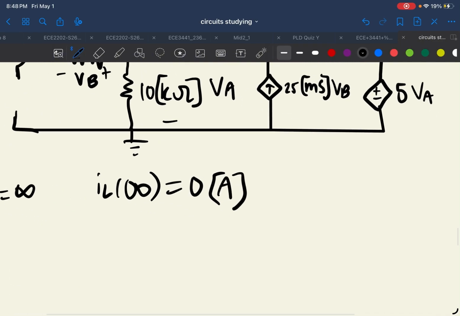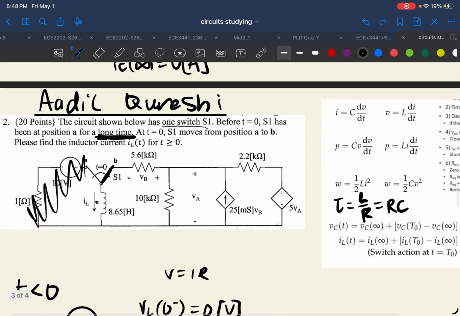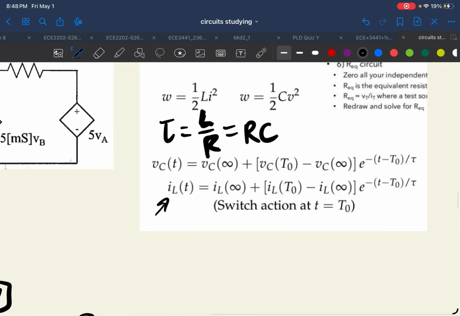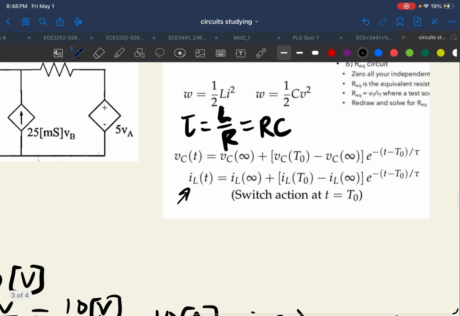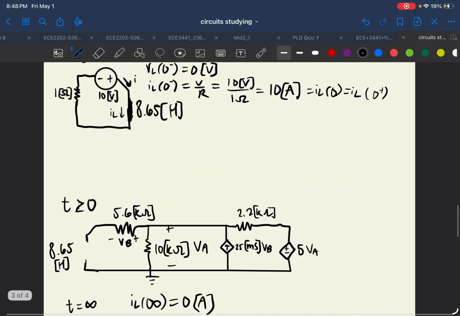Now, the way we get this IL of t equation is we're going to have to reference this chart. This is the formula sheet that we have, and that's the step response of an inductor. Using that equation, we have this, which would be 0. In this case, that's when the switch happened. We have this, but the one thing we don't have is that tau. Now you're going to be wondering, how do we get that tau?